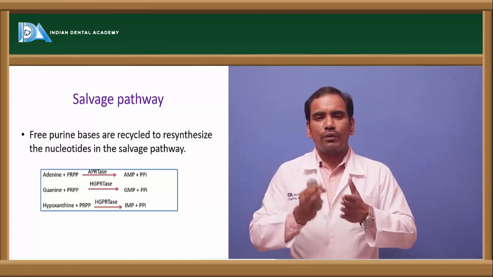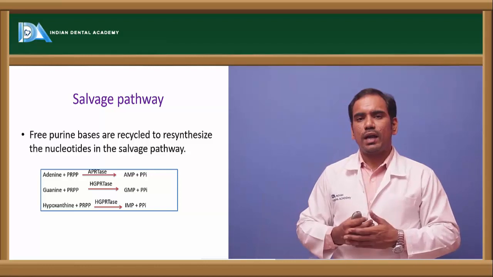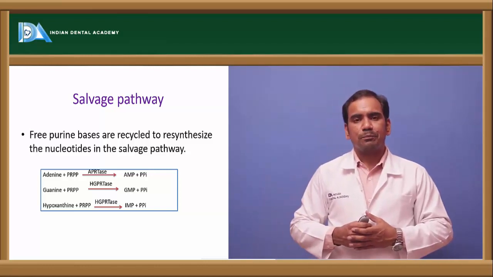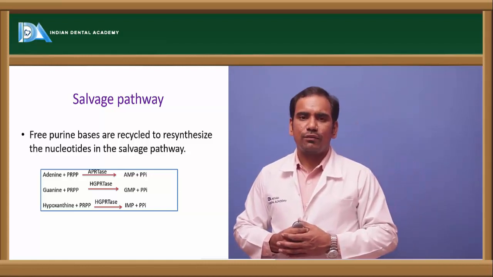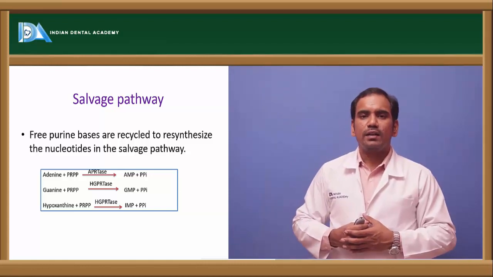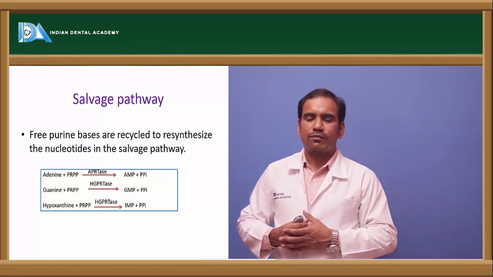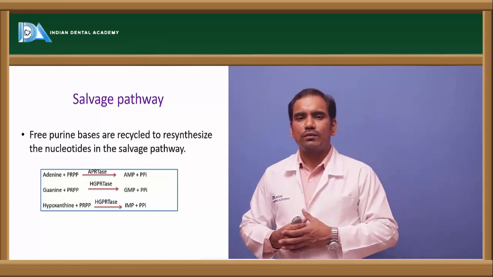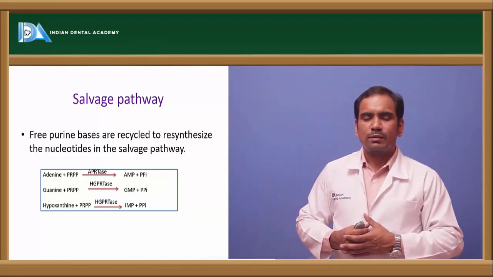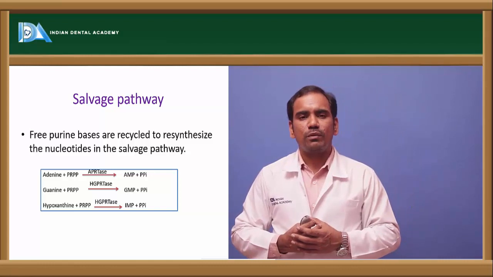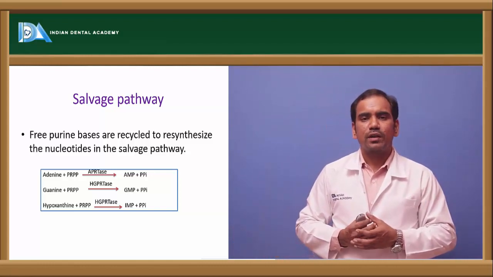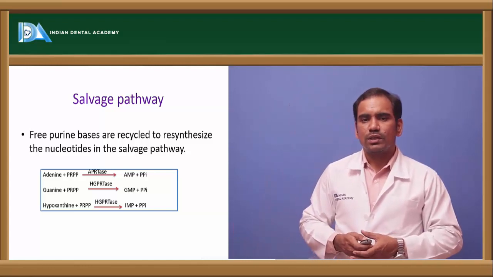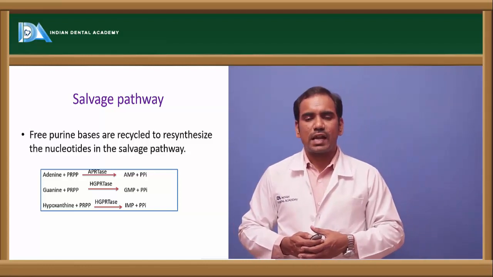So this is how the free purines, adenine, guanine, and hypoxanthine, are converted into the corresponding nucleotides by the action of enzymes called adenine phosphoribosyl transferase in the case of adenine, and in the case of guanine and hypoxanthine, hypoxanthine guanine phosphoribosyl transferase. So whatever purines are formed by the degradation of nucleotides can be converted into the corresponding nucleotides. That is what happens in the salvage pathway.